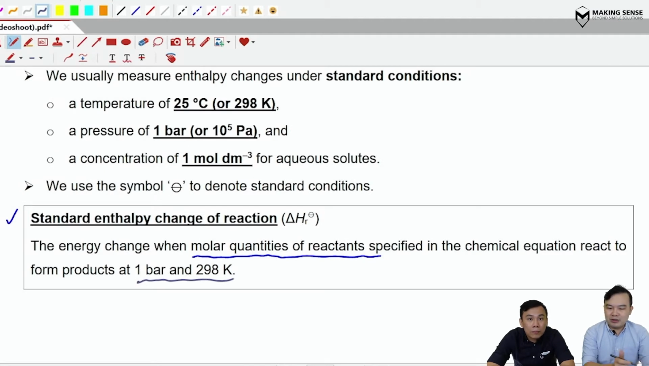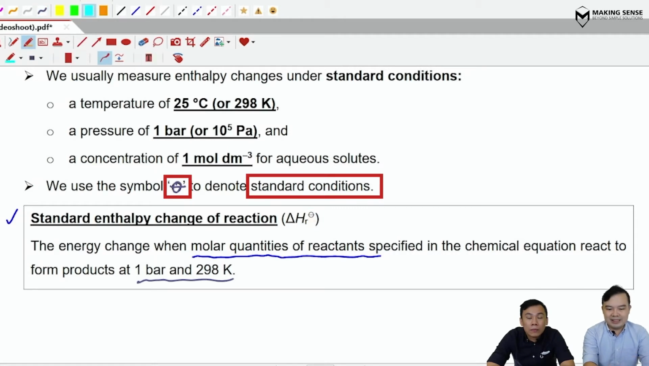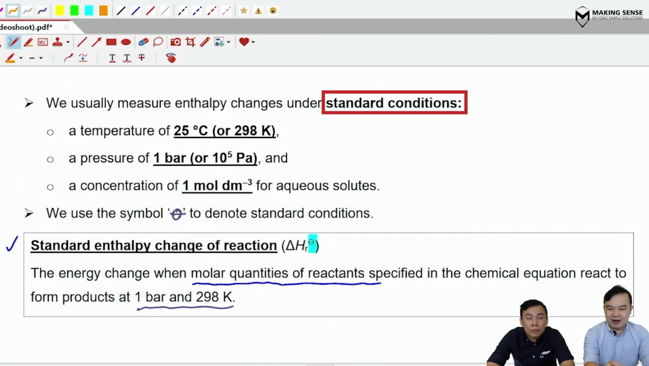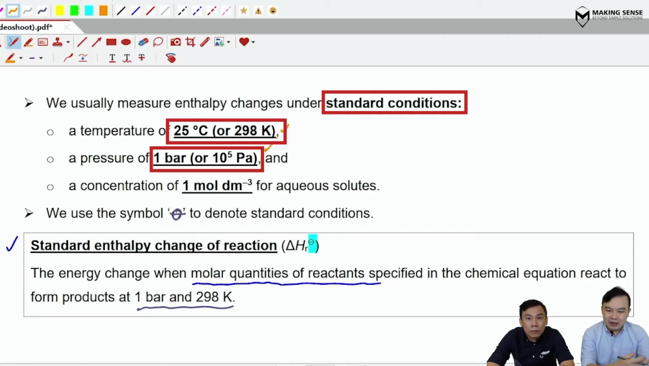So usually in standard conditions, we have to use this symbol over here, a circle with a line across, and we normally write it as a superscript, meaning that it's written at the top of your line. This is to represent standard conditions, which always has the standard value of 298 Kelvin, which is 25 degrees Celsius, 1 bar, which is 100,000 Pascal, and if you are doing aqueous solutions, the concentration of the solutes must be at 1 mole per dm cube.